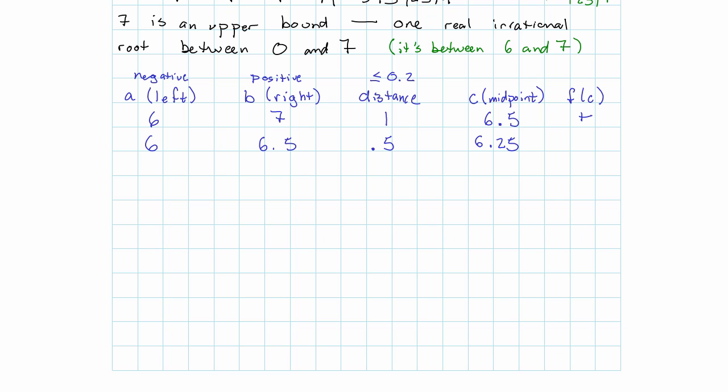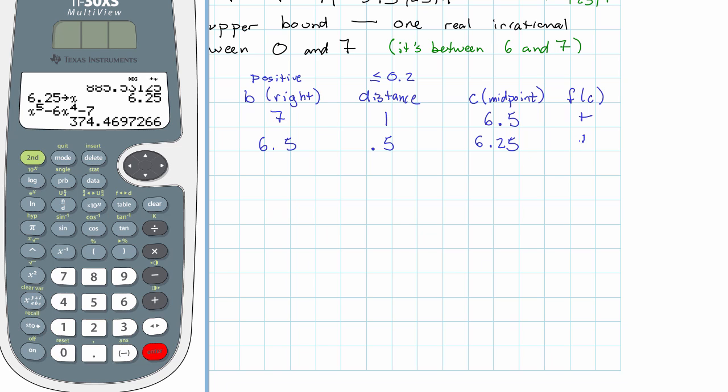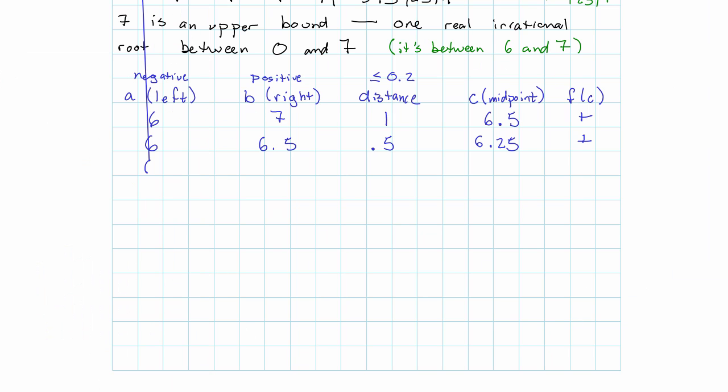Now I'm going to put that in my calculator. So I'll put 6.25 into x. Evaluate my polynomial again. And that's still positive. So that's going to become my new right endpoint again, 6.25. The distance between those is 0.25. We're getting close. And the new midpoint is going to be 6.125.